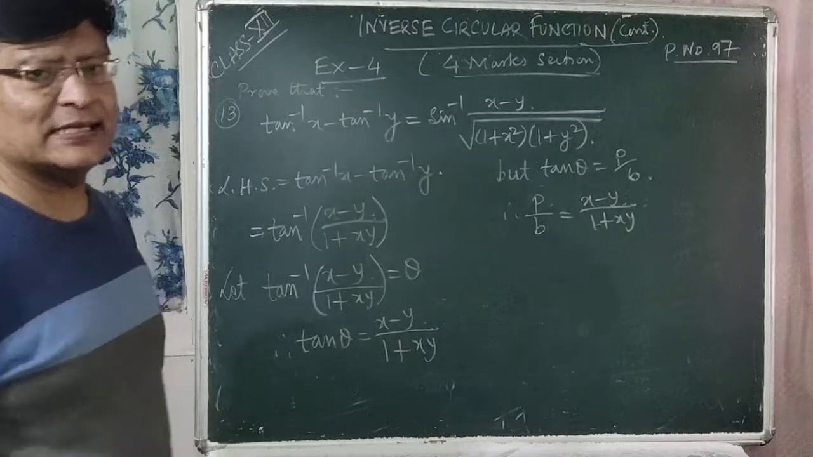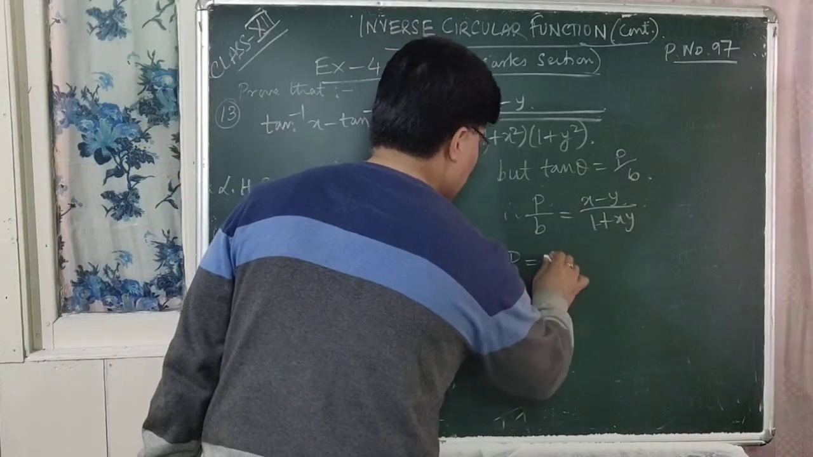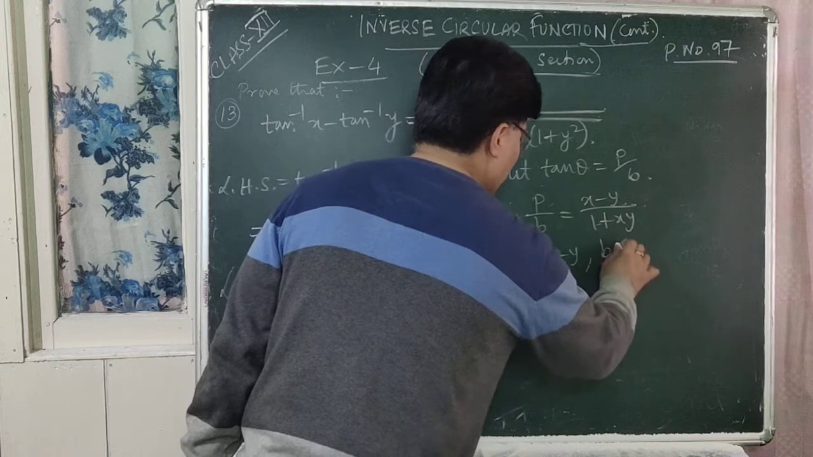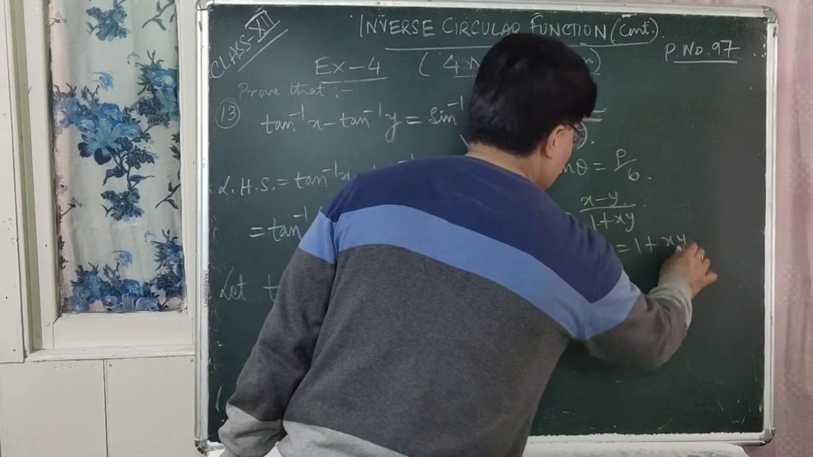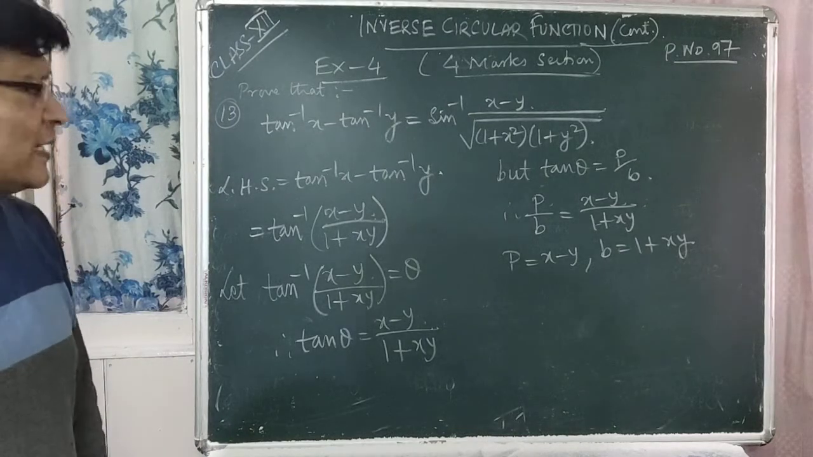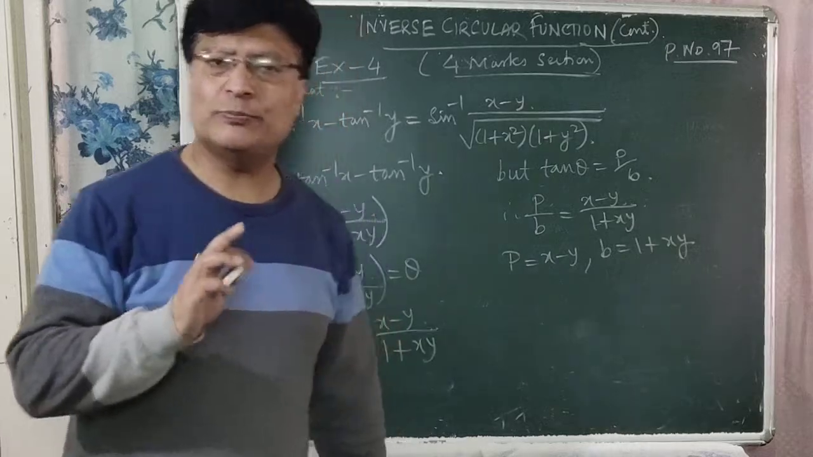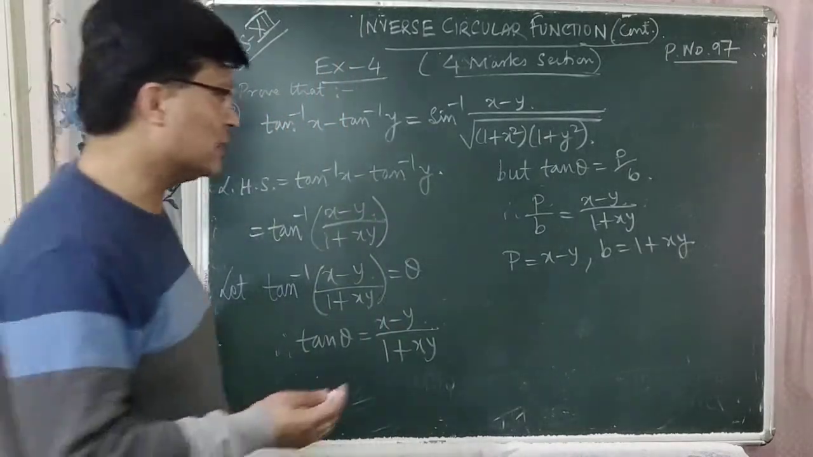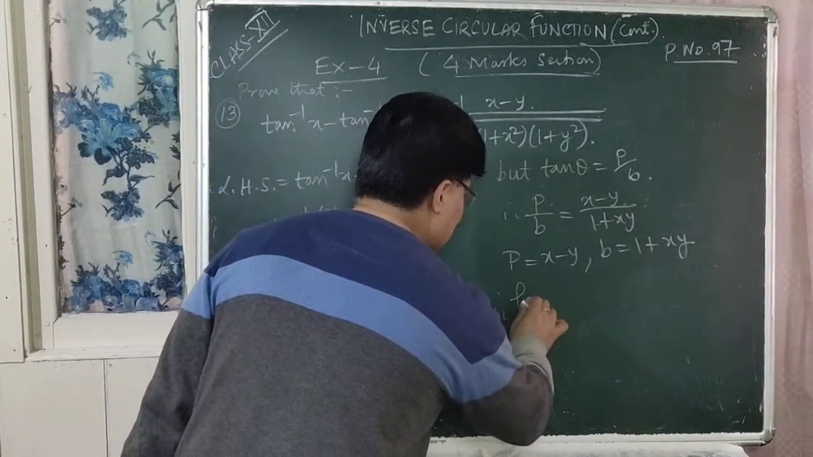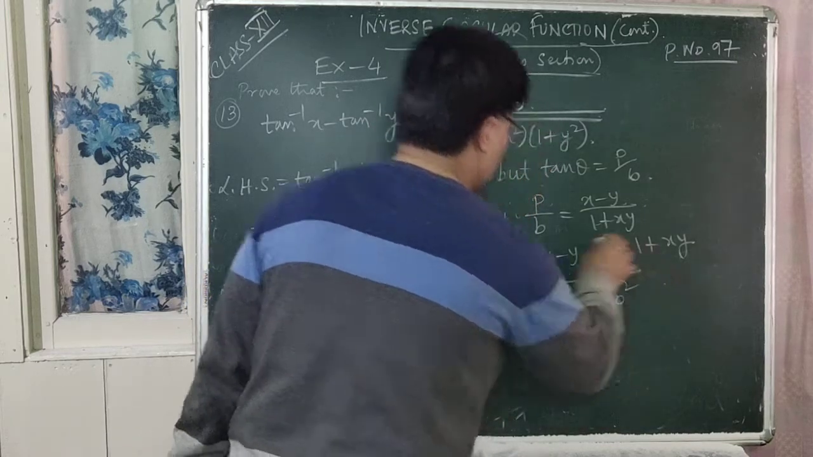Now in this case, you can equate x minus y with p. That is, p is equal to x minus y. b is equal to what? 1 plus xy. Now we need the value for hypotenuse, that is h. You know Pythagoras theorem, h square is equal to p square plus b square. You know that, isn't it? So what is the value for h in this case? It is h is equal to root over p square plus b square.